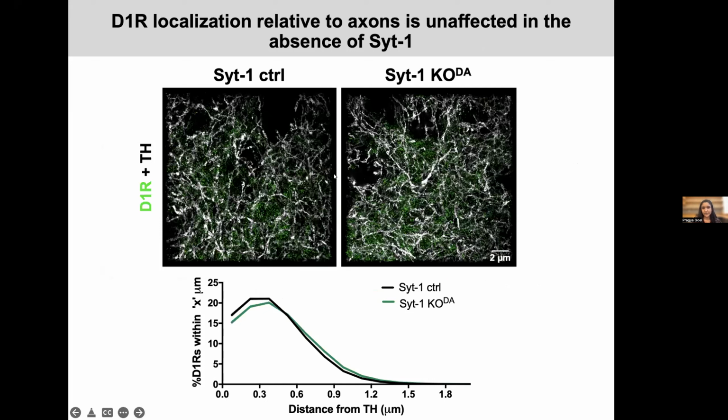I did the staining protocol that I described and the analysis for D1 type receptors first. This is in littermate controls and knockouts for synaptotagmin 1. I found no significant change in the distance distributions in these two conditions for D1Rs.